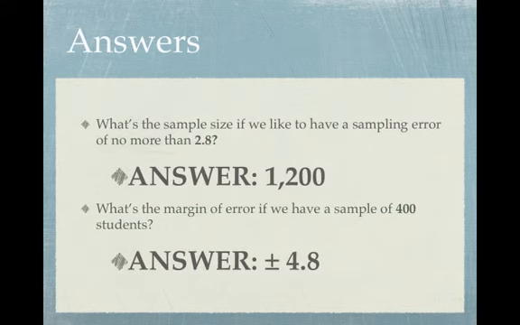So the answer is, in order to get a sample size with a sampling error of no more than 2.8 at 95% confidence intervals, then we need to sample 1,200 people. If we're going to sample 400 students with the same parameters, then the answer, the margin of error or the sampling error, is plus or minus 4.8.